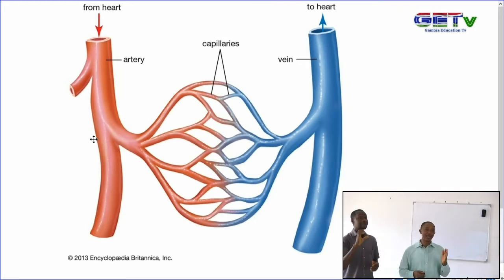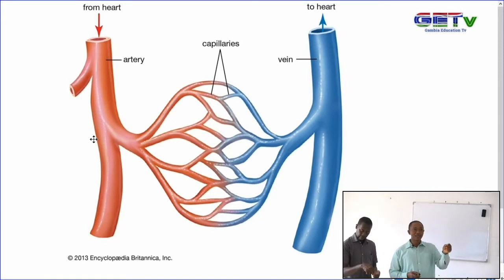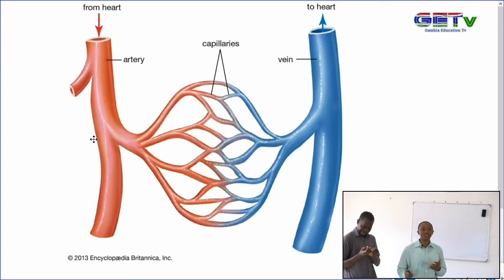So let's take the artery on the left, and take a careful look. You can see the space inside is very small, but the walls look fat and thick. Compared to the vein, the blue one, you can see the space inside is large, and hence the wall is very thin. So that is one simple difference between the artery and the vein.